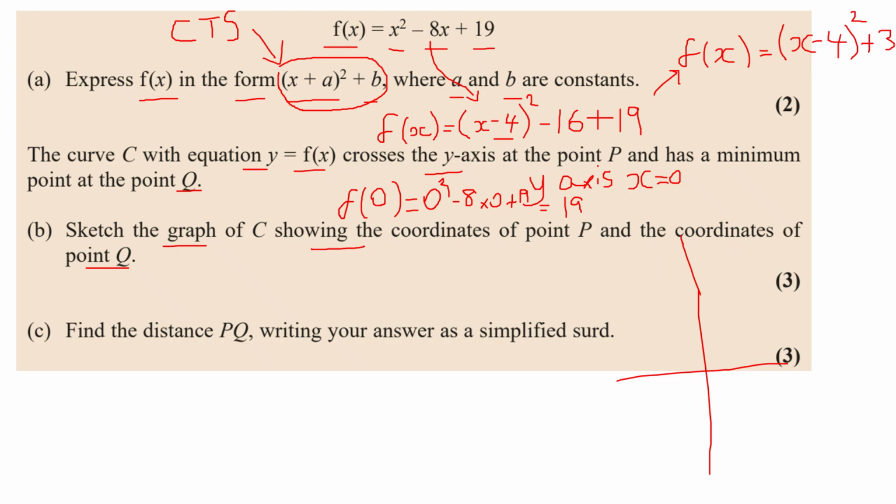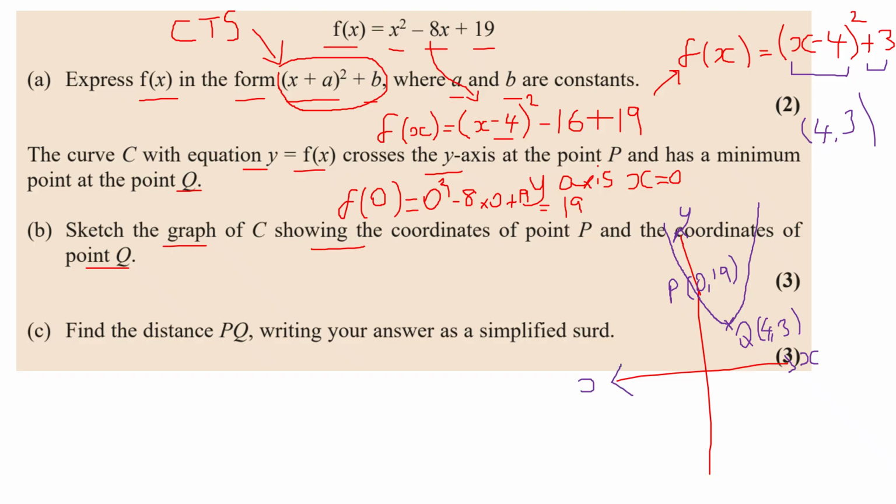The minimum point will be when I flip the sign in the completed square form. So it's going to be 4, 3. So 4, 3 is our minimum point. It's going to be somewhere there. It's going to come down like this and then go up like that. Sorry, that's not actually drawn to scale. So Q will have the coordinates 4, 3, and P will have the coordinates 0, 19. The y-axis is the line x equals 0, and the x-axis is the line y equals 0.